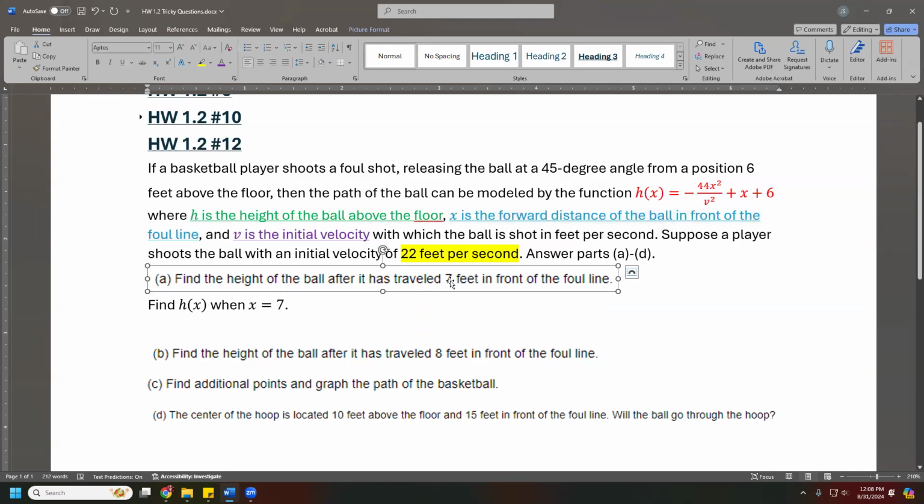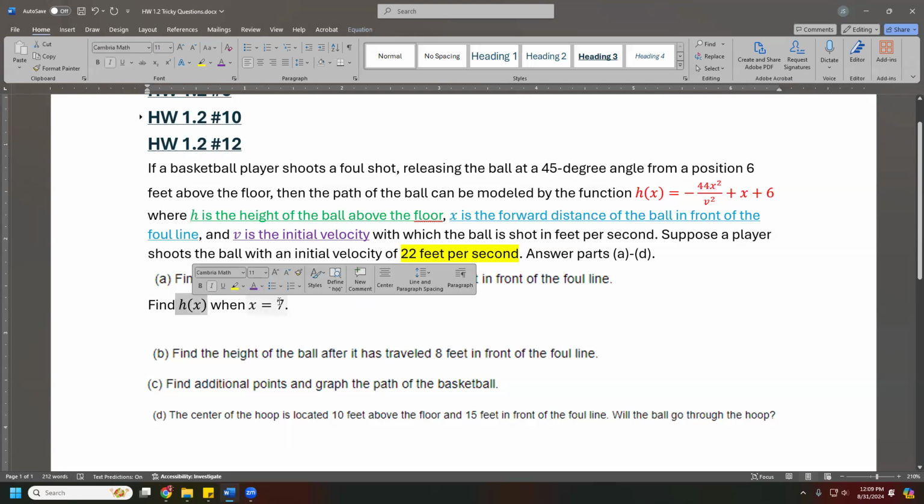Okay, so it says 7 feet in front of the foul line. That's x, so x must be 7. It says find height. Height is h. So in other words, I'm plugging in 7 for x and seeing what comes out.